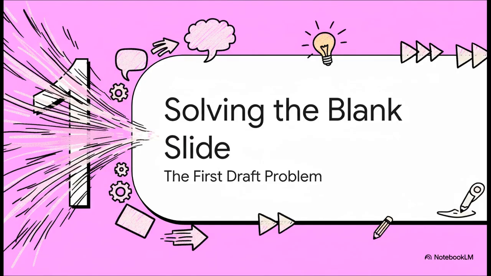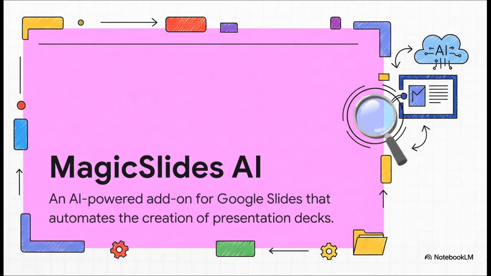Okay, so first things first. Let's talk about the core problem MagicSlides was built to fix: conquering that terrifying blank slide and just getting a first draft done fast. So what is this thing really? Well, put simply, MagicSlides AI isn't some standalone website or a fancy new design program. Nope, it's an add-on, an extension that lives directly inside the tool you're probably already using, Google Slides. Its entire job is to take your text and automatically build out a presentation for you.